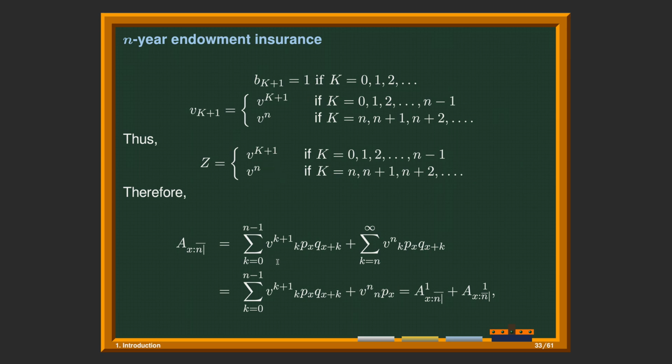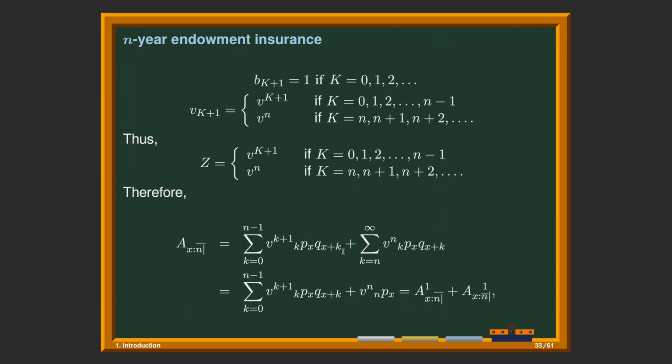And so the expectation of Z will be the sum of these two summations. Okay? But then again, the second summation is actually v to the n times npx. And from our discussions earlier, this is the net single premium of an n-year pure endowment. And this is the net single premium of the n-year term insurance.